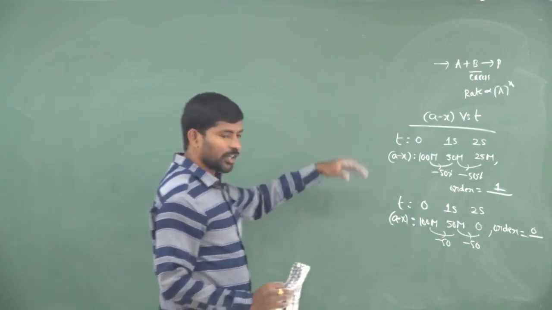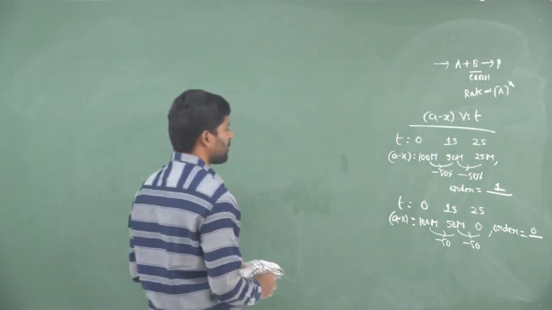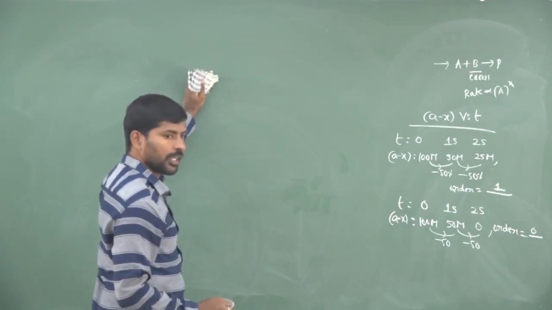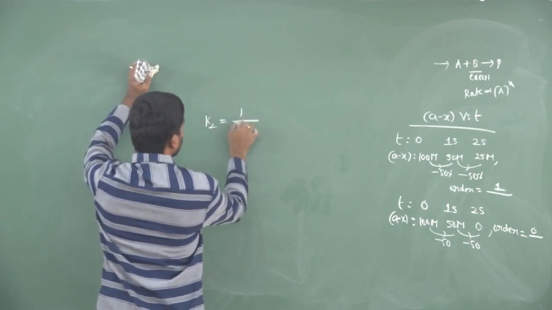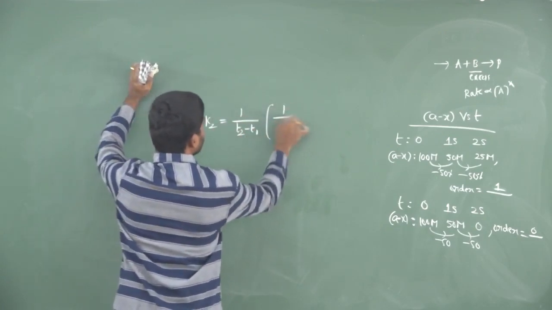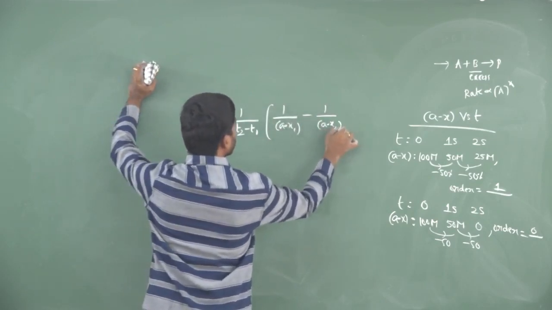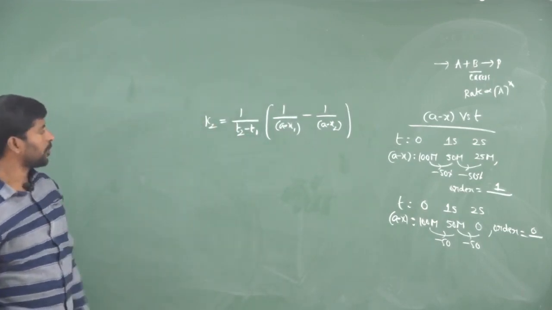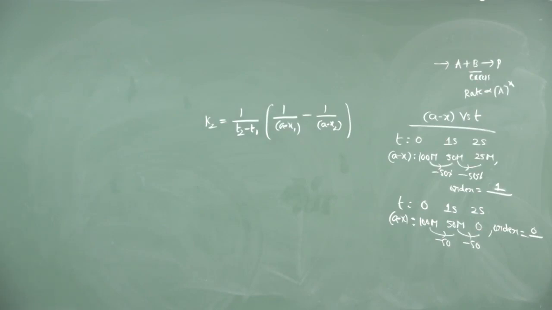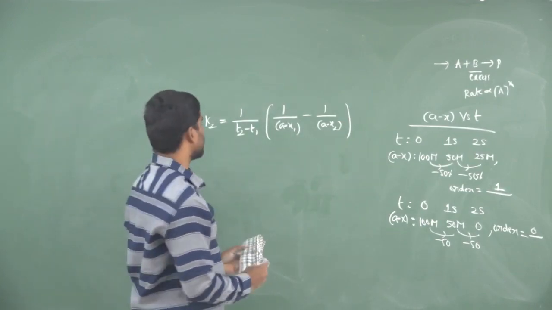If these two are not correct, then you may go to second order. Otherwise, we have to verify whether it is second order or not like this only: K2 is equal to 1 by T2 minus T1 into 1 by A minus X2 minus 1 by A minus X1. This data we have to substitute at different intervals of time, which gives the same K2, that is called a second order reaction.